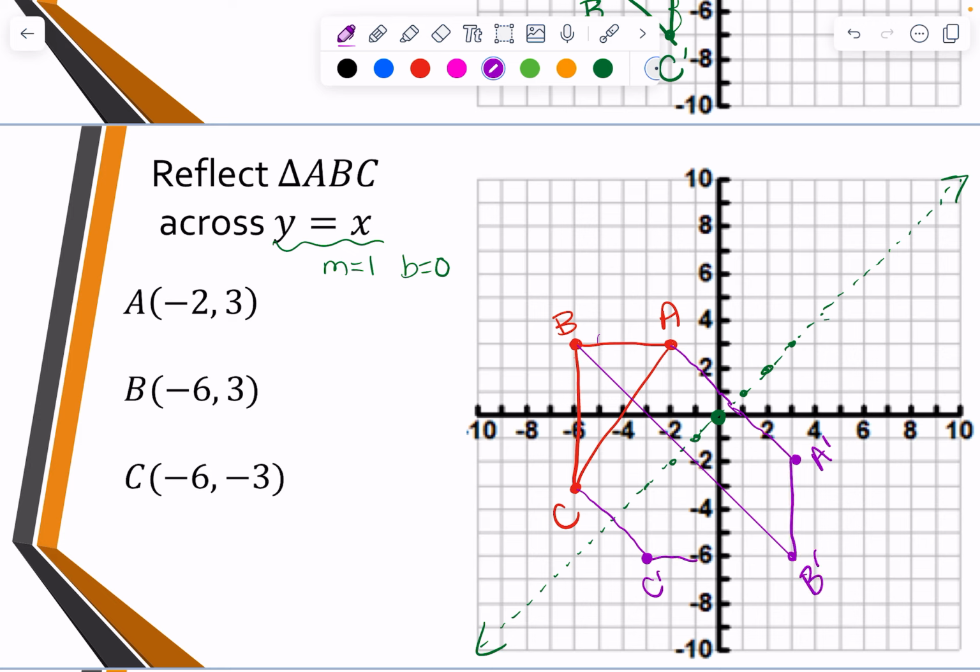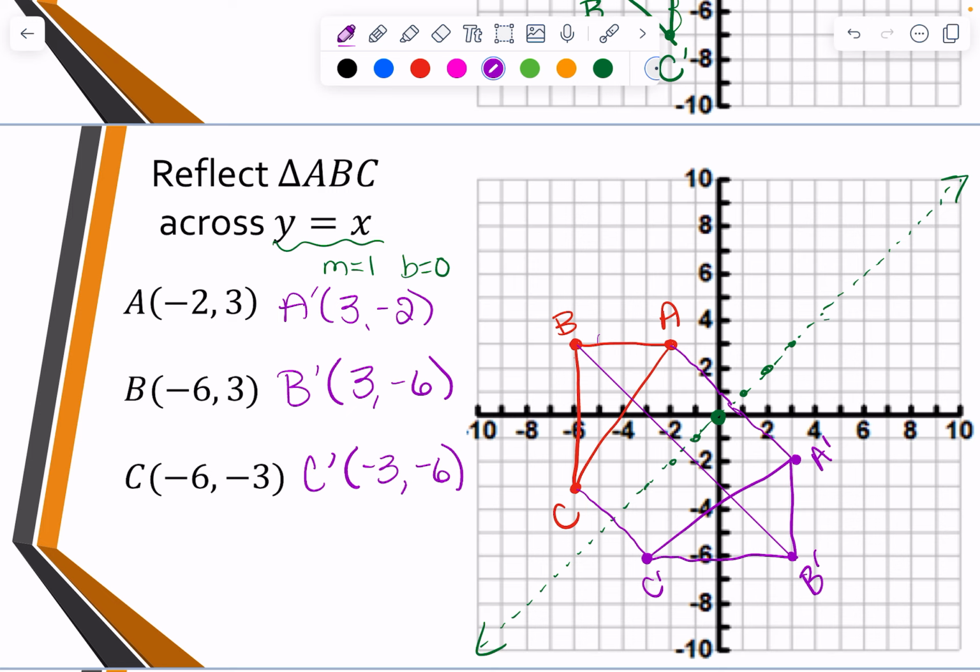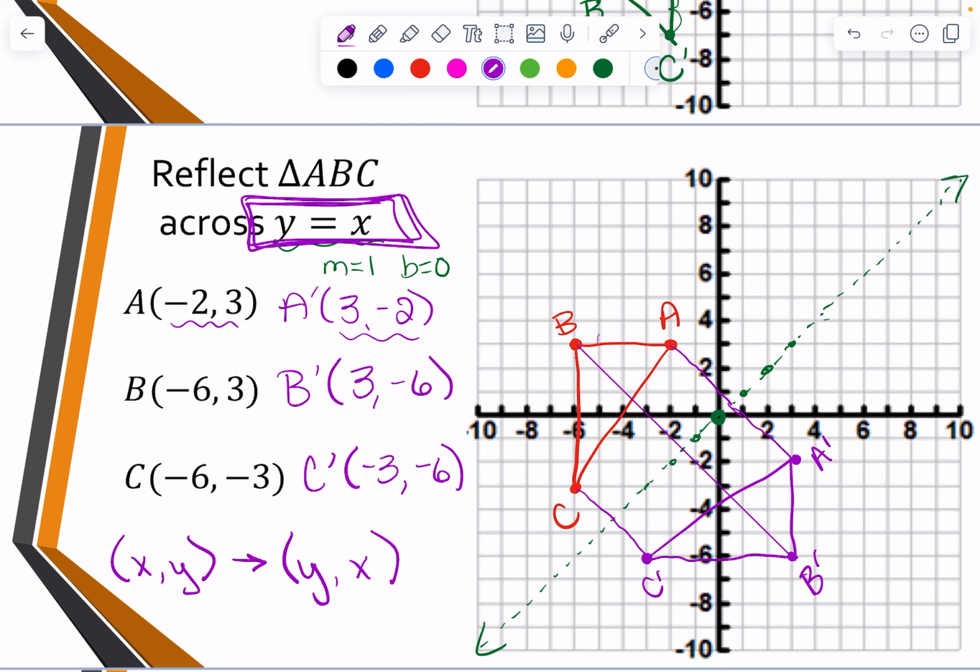Now, I want to take a look at these ordered pairs and see if we notice any kind of a pattern. So A prime went to 3, negative 2. B prime is at 3, negative 6. And C prime is at negative 3, negative 6. Now, if you notice here, these just switched. So the rule is when we are reflecting over the line y equals x, we're going to start off with x, y and end up with y, x. So the x and y just switch positions in the ordered pair.